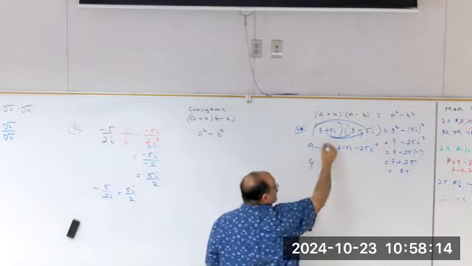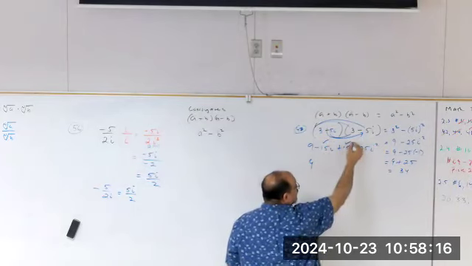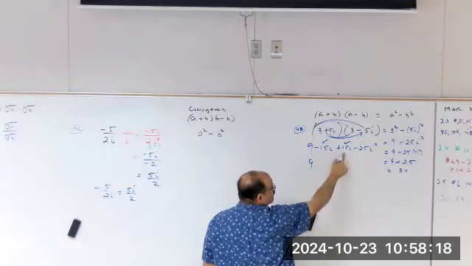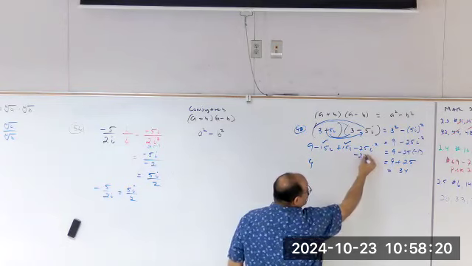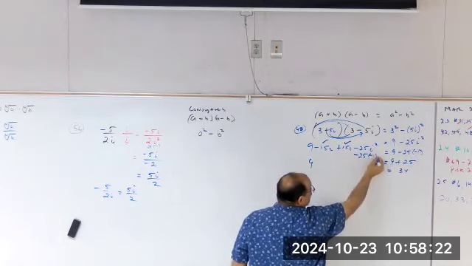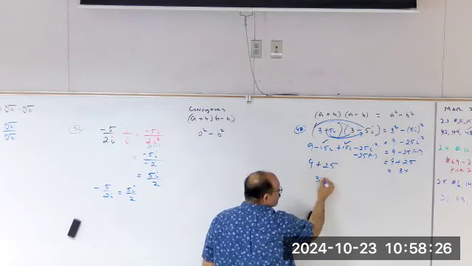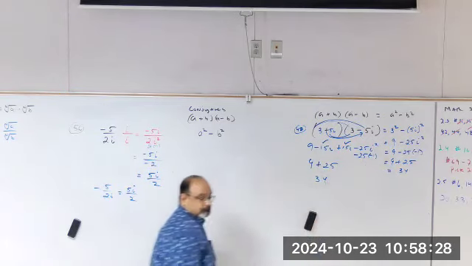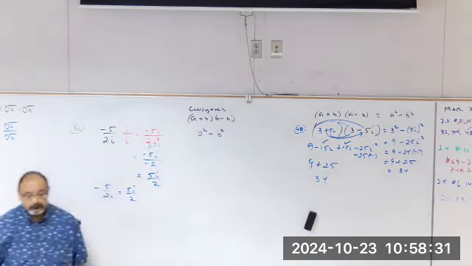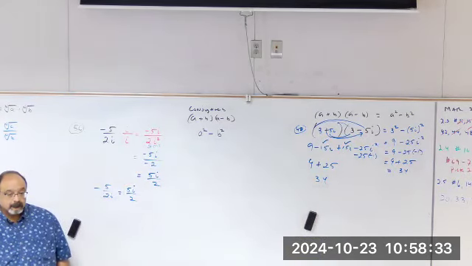Got a 9. Negative 15i plus 15i cancel, that makes it 0. This is negative 25 i squared, and i squared is negative 1. Negative times a negative becomes plus 25. So 34. Either way.